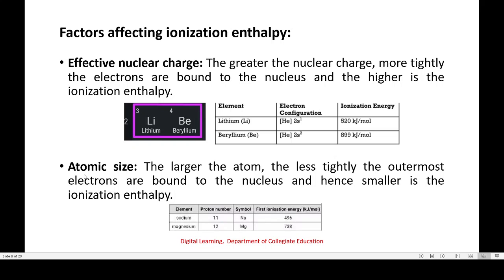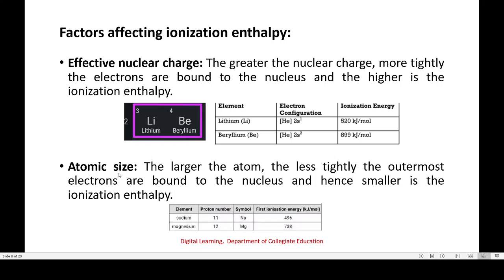This is the first factor which is going to affect the ionization enthalpy. Coming to the second factor which influences the ionization energy: the atomic size. The ionization energy decreases with increasing size of the atom. In other words, the larger the atom, the less tightly the outermost electrons are bound to the nucleus, and hence the smaller is the ionization enthalpy. The larger the atomic size, the smaller is the ionization energy.